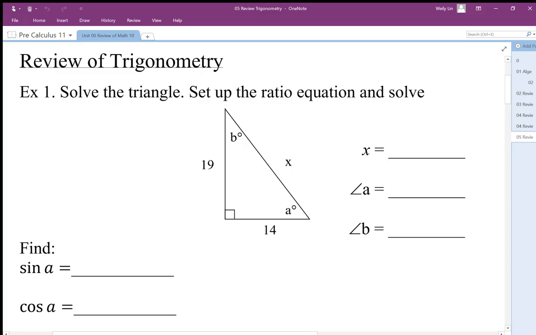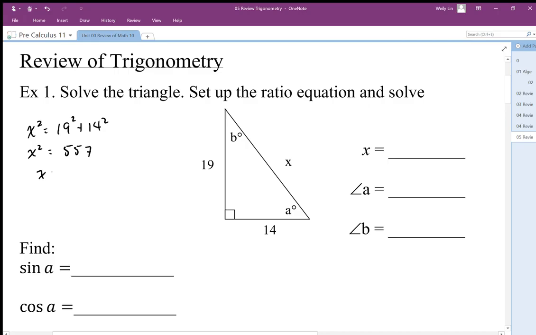So if I need to solve for this unknown x here, I can use the Pythagorean theorem. To solve for x, I can say that x squared is going to be the sum of these two squares off of the shorter sides. So when I calculate x squared, 19 squared plus 14 squared gives me 557. So x squared equals 557.